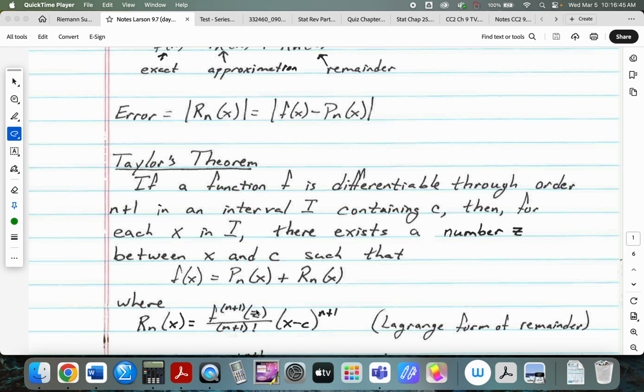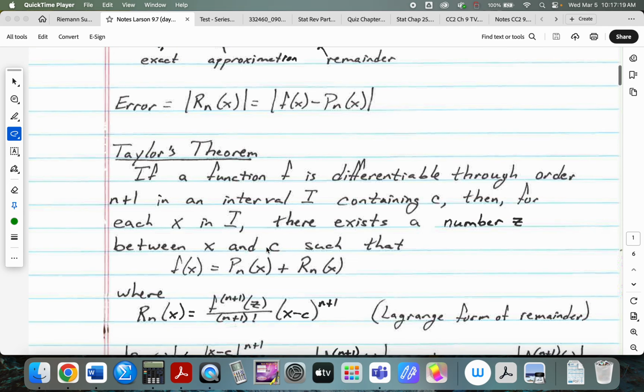If it's an alternating series, we can just use that next term. But if it's not an alternating series, then we need to figure this part out. Now, in point of fact, we will pretty much never figure out what z is. This theorem simply guarantees that there exists a z that's going to make the remainder exactly equal to this. And that z is somewhere in the interval I.